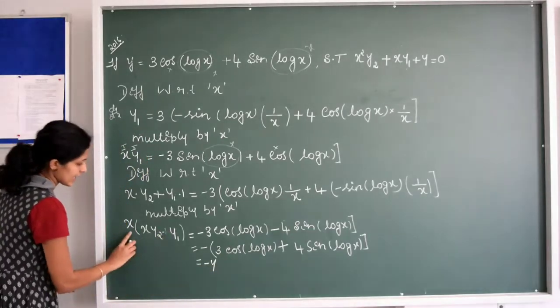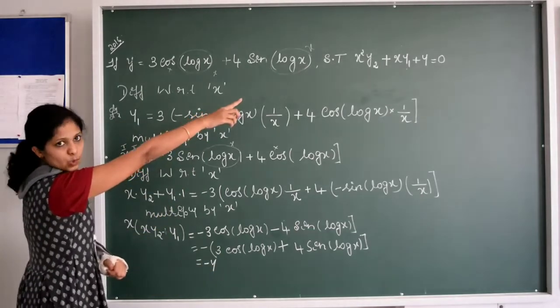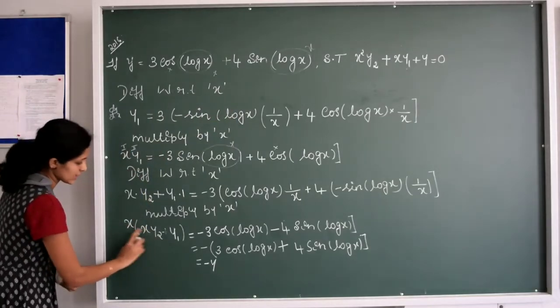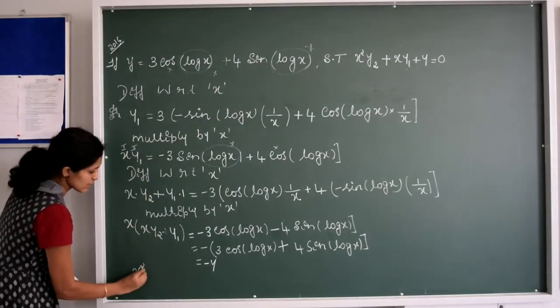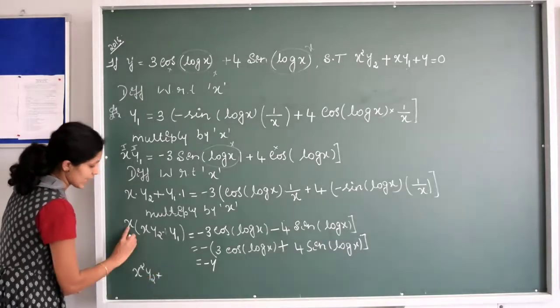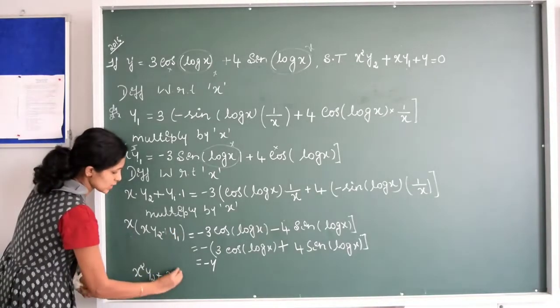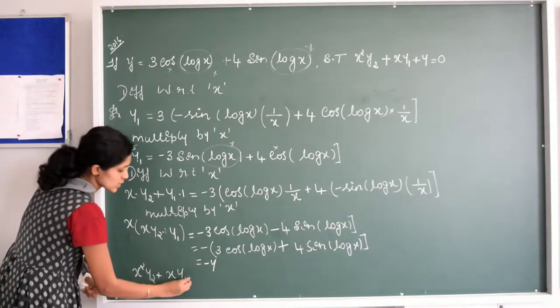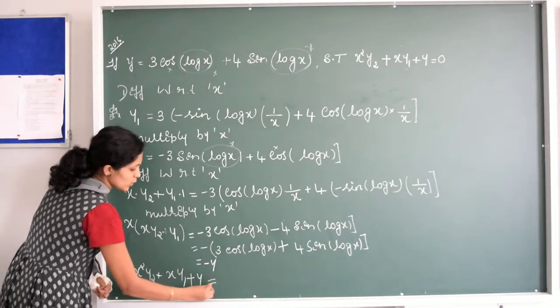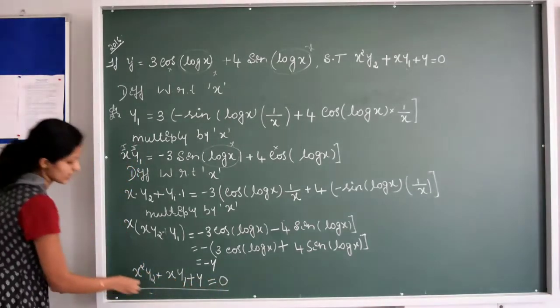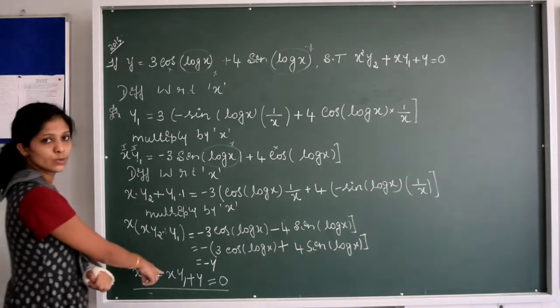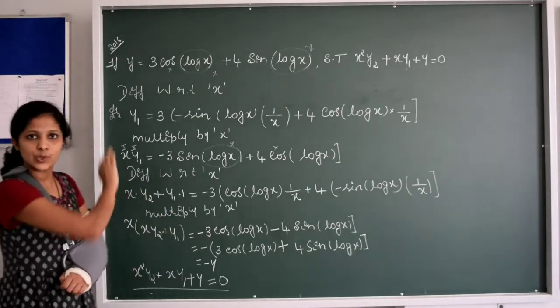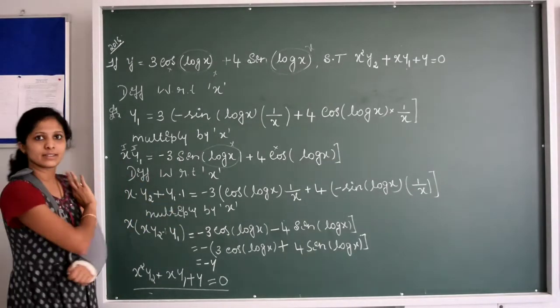By this we can write x into what we have to prove. X square is there, so we will multiply this one. X into x will be x square y2 plus x into y1, right? X into y1, and this is minus y is there. So this is plus y is equal to 0. We prove this one, right? X square y2 plus x into y1 plus y is equal to 0. Simple one. Easily you can score 5 marks in this.